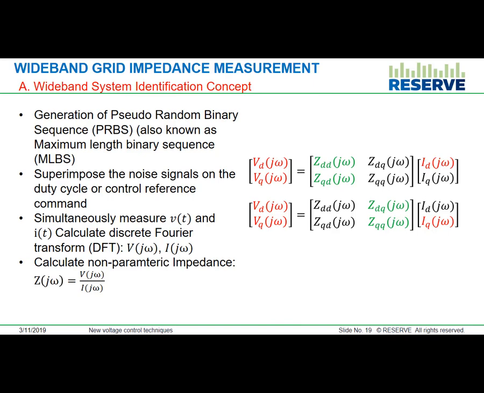Then if you add perturbations to the Q axis and measure the perturbations in the voltages, you get these 2 elements. So under an assumption that the impedance remains fixed during the measurement period, when I measure for the D axis and then for the Q axis, it's acceptable to say that I've measured the overall impedance matrix. However, if the impedance is changing fast, then all these elements need to be calculated at once.